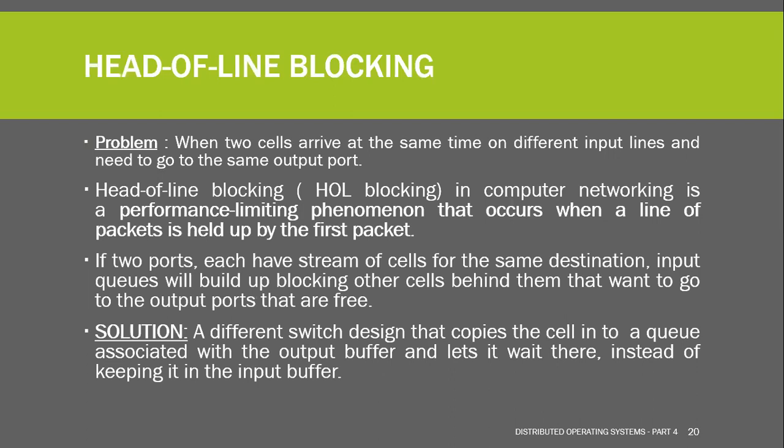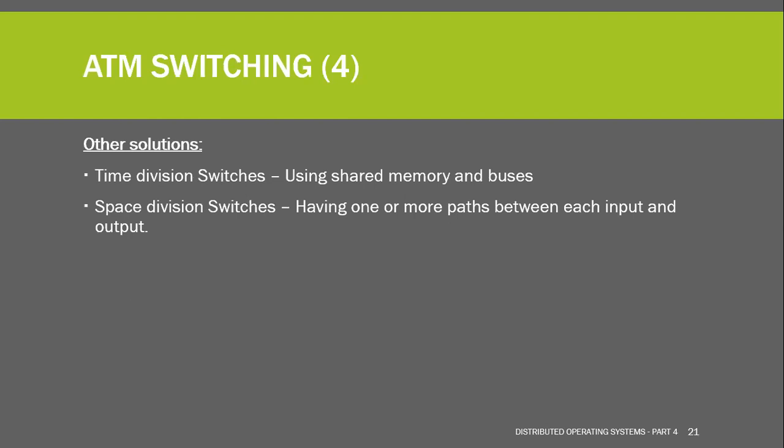If 2 ports each have a stream of cells for the same destination, input queues will build up, blocking other cells behind them that want to go to output ports that are free. The solution is a different switch design that copies the cell into a queue associated with the output buffer and lets it wait there instead of keeping it in the input buffer. The other solutions are time division switches or space division switches.